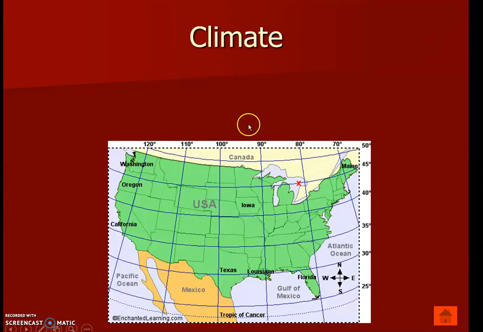Latitude is also related to climate. If you see down here at about 25 degrees, for example, the tip of Florida, the lower the latitude, the warmer the climate generally is going to be. If you look up here near Maine at 45 degrees latitude, the higher the latitude a place is at, the colder the climate is going to be. So latitude directly relates to climate as well.